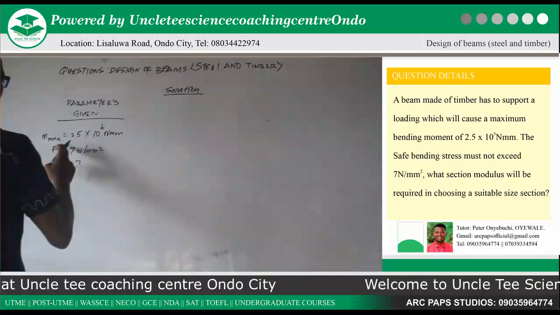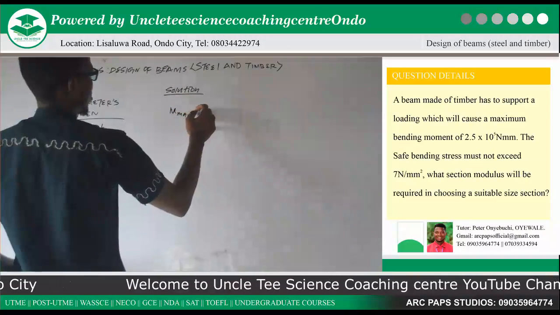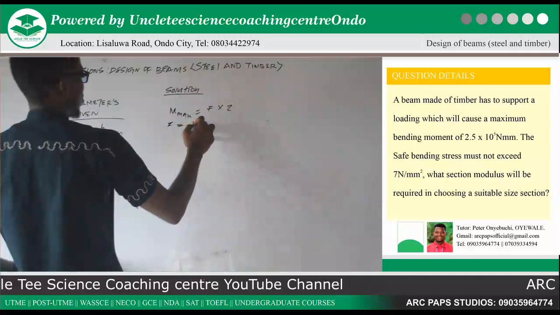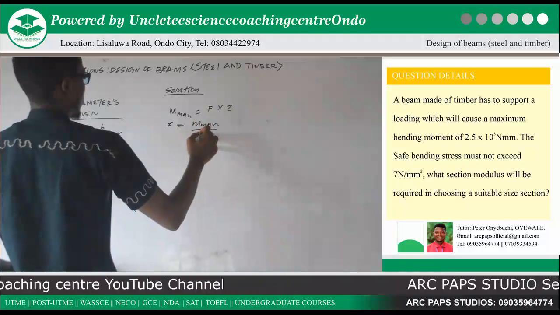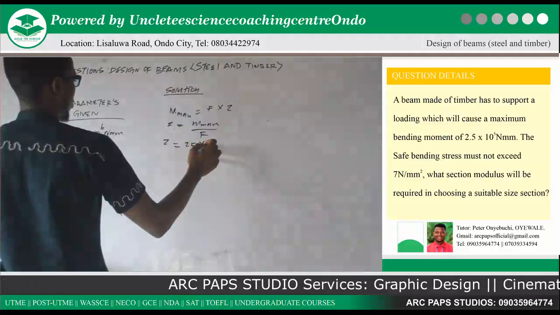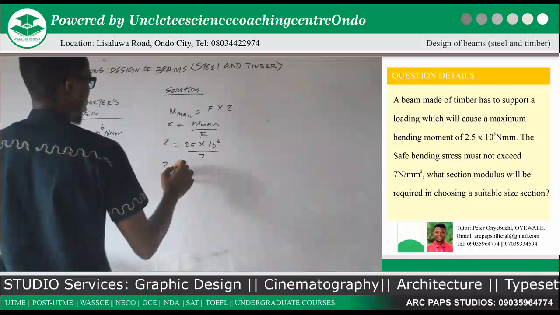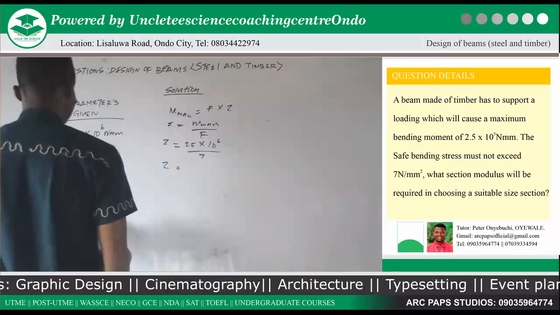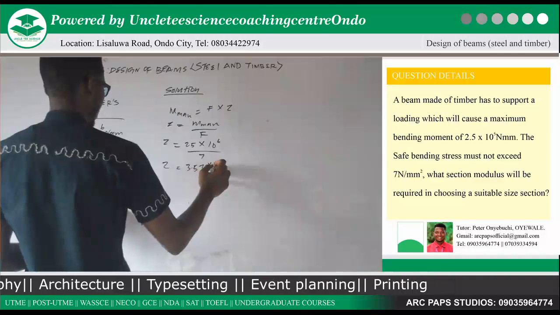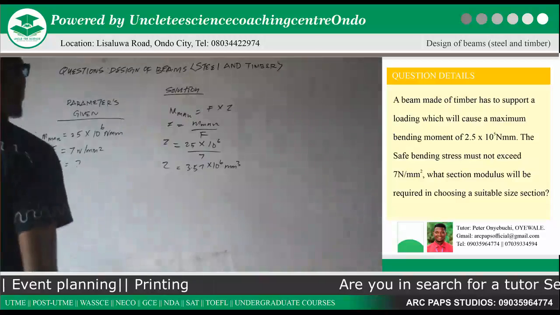Now in this question, we're given our M max to be this, and our F, which is our bending stress. Now going back to our formula, recall that M max is equal to F times Z. Now if we make Z the subject of the formula, that will give us M max over F. And we are given our M max already, that is our maximum bending moment, to be 2.5 times 10 raised to power divided by 7. Now using your calculator, you're going to get 3.57 times 10 raised to power 6 millimeter cube.